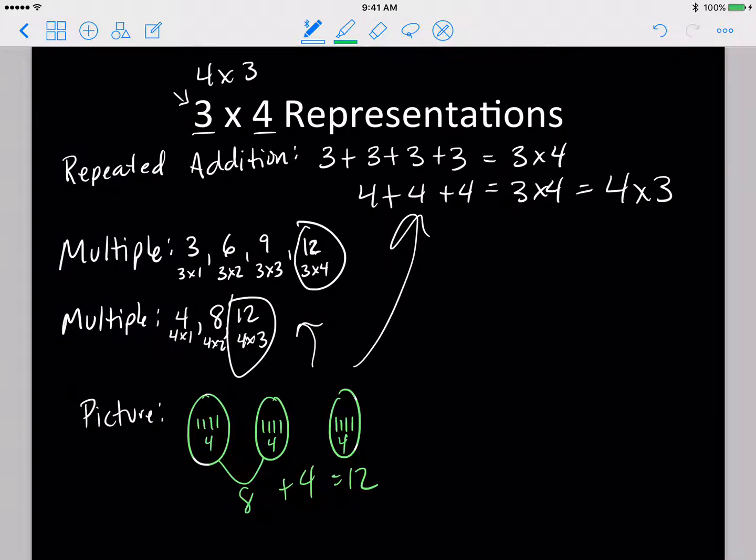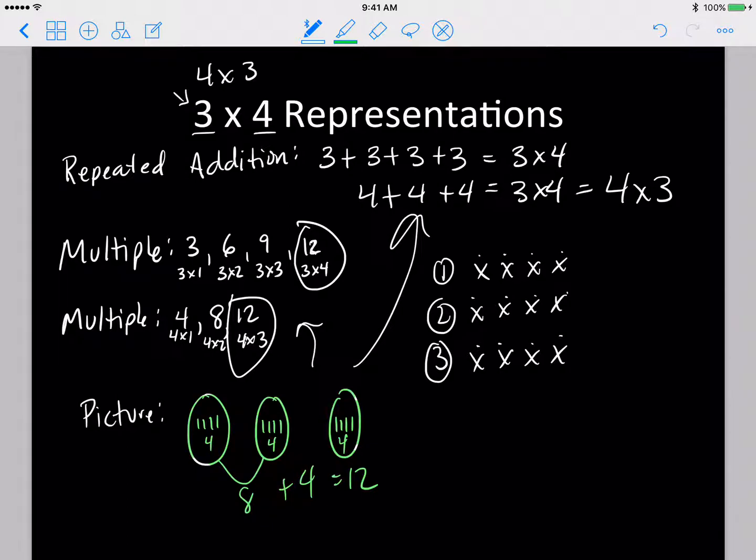We use arrays a lot. Let's say I wanted to draw an array with 3 times 4. I know that 3 means I have 3 rows, 1, 2, 3, and there are going to be 4 objects in each row. So I'm going to use X's. I'm going to go 1, 2, 3, 4, 1, 2, 3, 4, 1, 2, 3, 4. So if I count, I'm going to go 1, 2, 3, 4, 5, 6, 7, 8, 9, 10, 11, 12. Or you can skip count by 4s and just go 4, 8, 12. It all works the same. So those are just different ways we can represent multiplication that I wanted to show you.